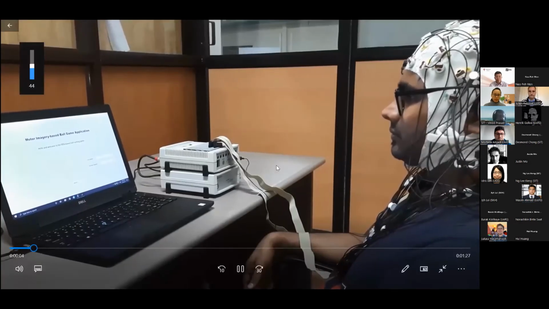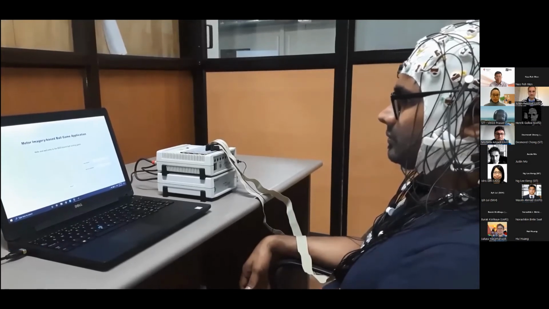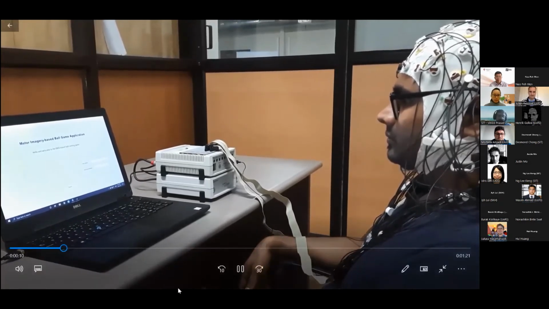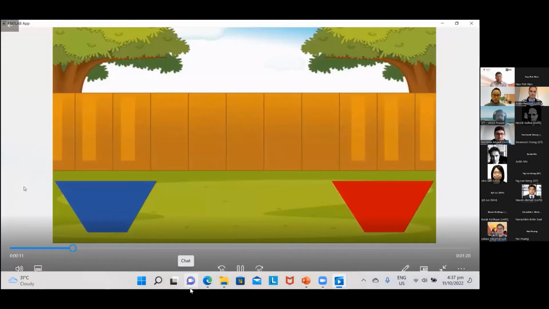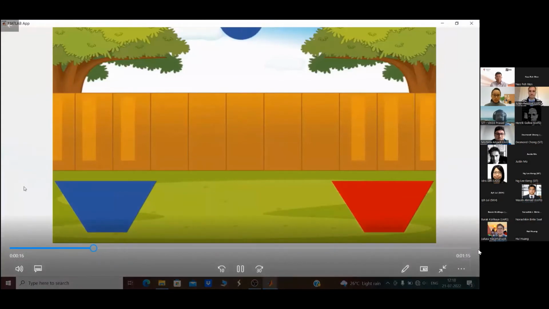The game is an EEG-based brain-computer interface game. Here the EEG signals are collected from the 64 EEG electrodes placed on the scalp of the subject. Let us see how this game works. In the game, the subject has to sort the incoming ball to the basket with the same color by movement imagination.